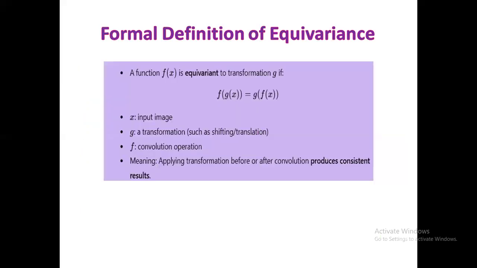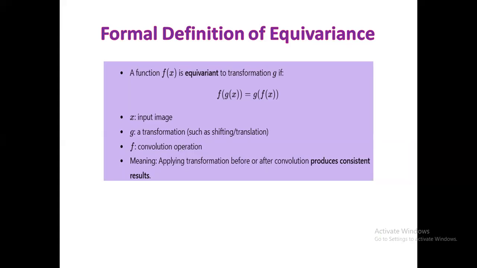Next, the formal definition of equivariance. Function f of x is equivariant to transformation g. The transformation could be anything: addition, subtraction, or multiplication, anything. So this is the original image, f of g of x equals g of f of x. X is the input image, g is the transformation, that is shifting or translation. F is the convolution operation, and the meaning is that applying the transformation before or after convolution produces consistent results.